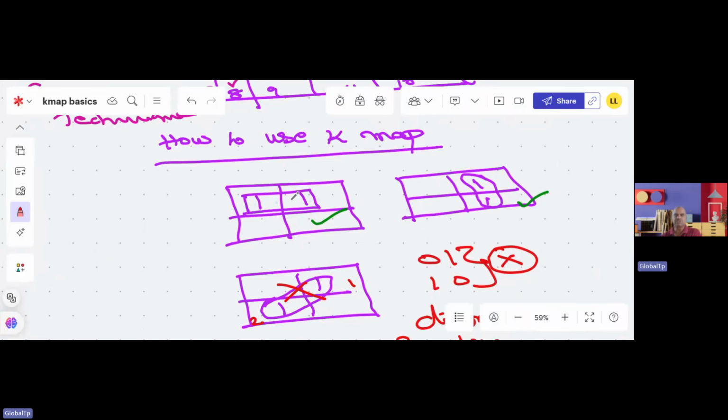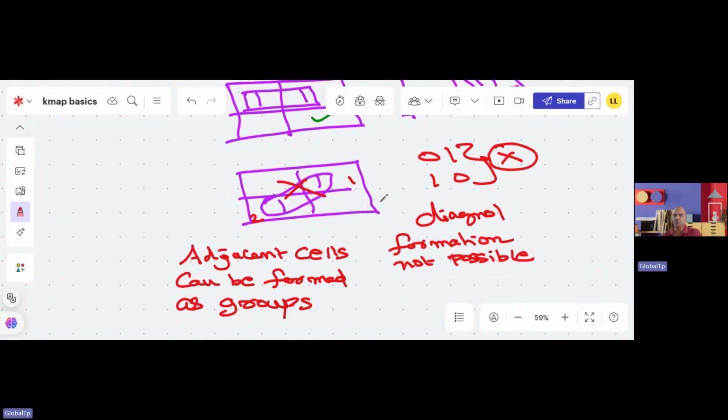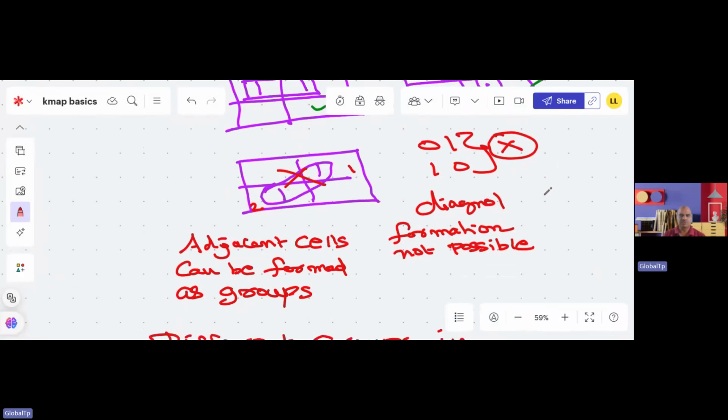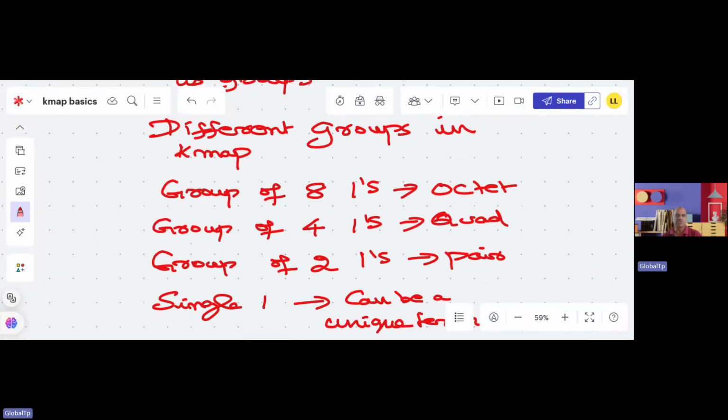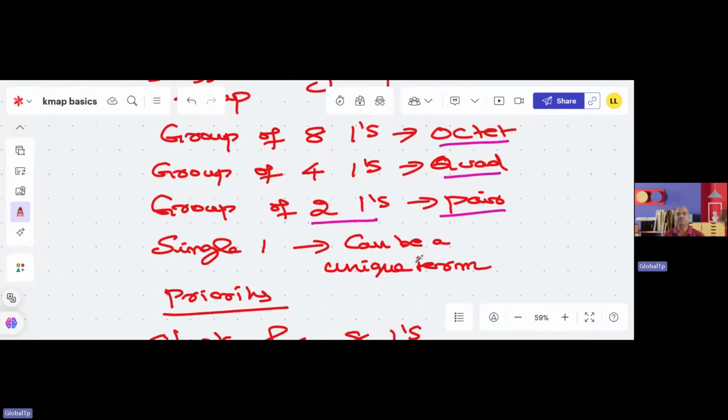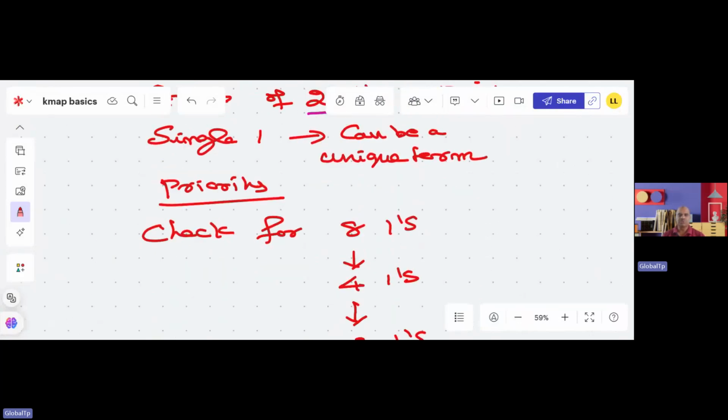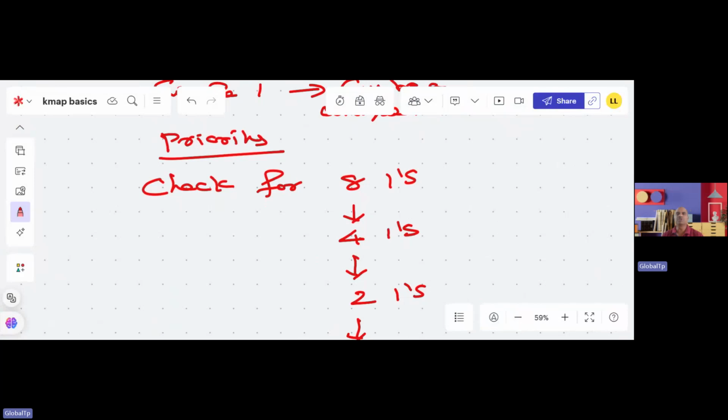First, if two ones are adjacent to each other, you can form a pair. Similarly, if two ones are adjacent like this, that is also possible, but diagonal combinations are not possible in Karnaugh map. Already we told the reason. Since diagonal components vary in two variables, that is not possible in Karnaugh map. So what are the different groups possible? A group of 8 adjacent ones is called an octet, a group of 4 adjacent ones is called a quad, a group of 2 adjacent ones is called a pair, and if only one is available, we cannot form any group, that is called a unique term.